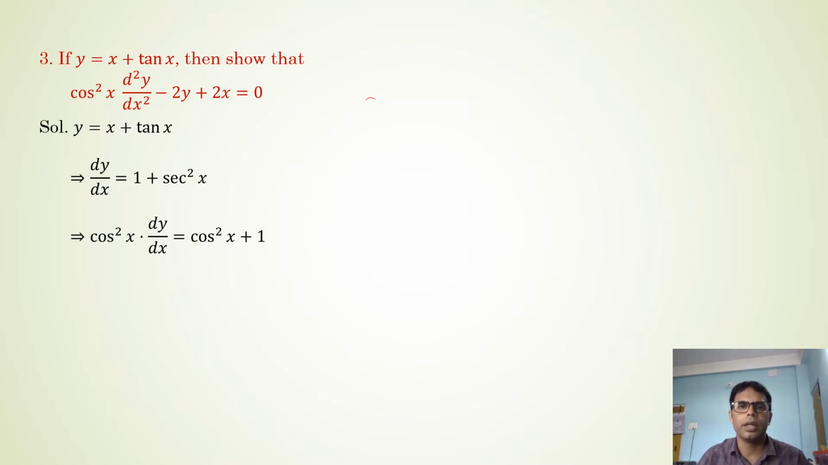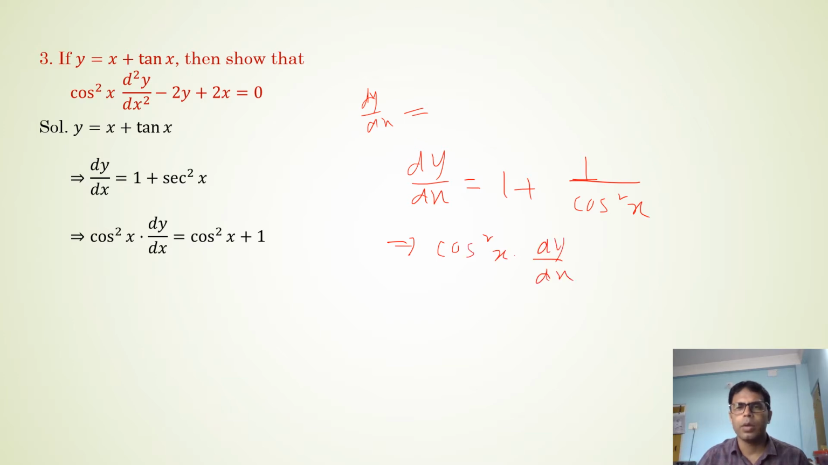So the line is dy/dx is equal to 1 plus 1 by cos square x, writing just 1 by cos square x in place of sec square x, then taking a product with cos square x. So on the left hand side it will be cos square x into dy/dx, and on the right hand side 1 into cos square x is simply cos square x, and plus 1 is remaining there. This cos square x is multiplying here and here, and so it is remaining 1 only.